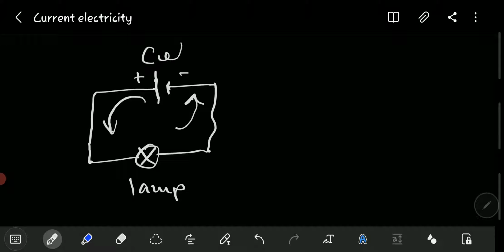Now, if we see a cell like that, usually the short terminal, that side, is the negative, and the long one is the positive. And it should always be noted that current flows from the positive terminal, okay, to the negative terminal. So electric current will move from the positive terminal, come and pass through the lamp. So this is our lamp, okay, and back to the cell. So this is our cell.